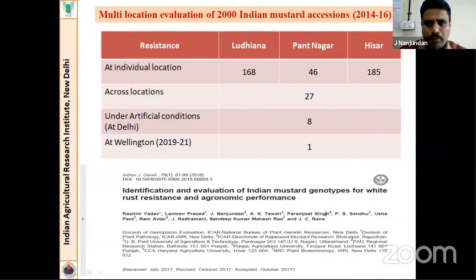In another work we published, we took 2,000 germplasm accessions from the NBPGR. We evaluated them at Ludhiana, Pantnagar and Hisar, out of which we could identify 168, 46 and 185 resistant accessions. Then across locations, only 27 were found resistant. Then under artificial conditions at Delhi, using the Delhi isolates, we could identify 8. Out of 8, only 1 accession is resistant at Wellington to all the 3 suspected isolates.